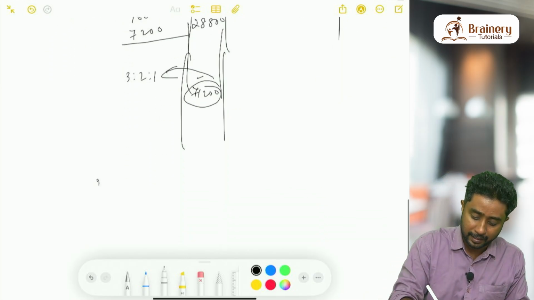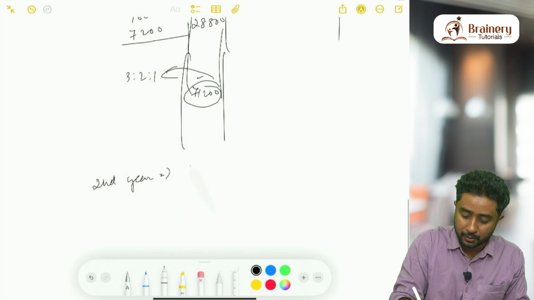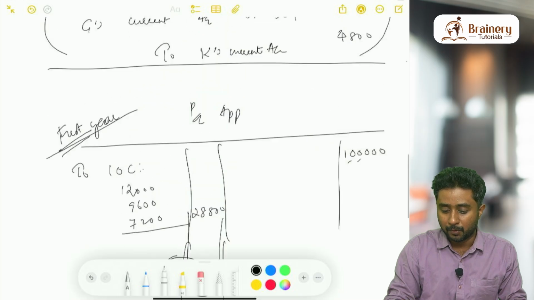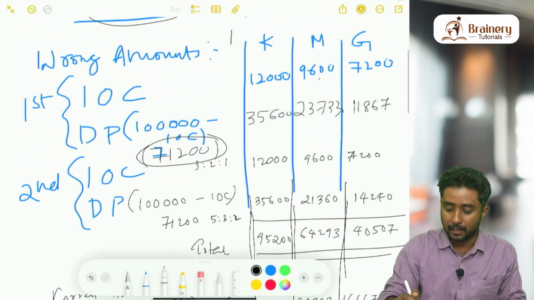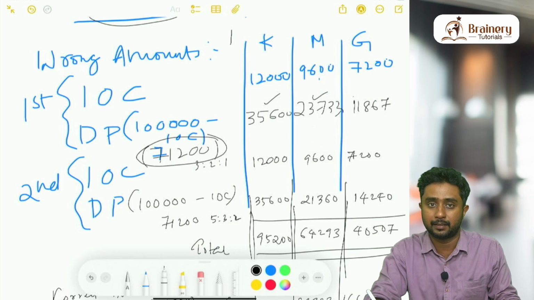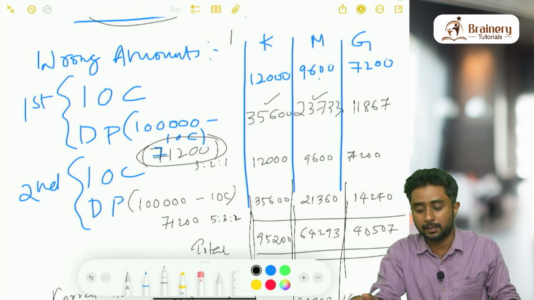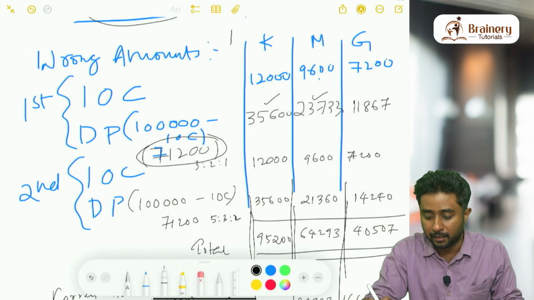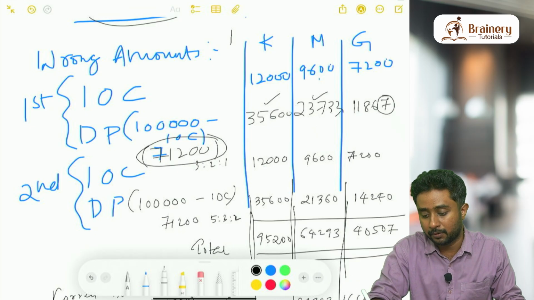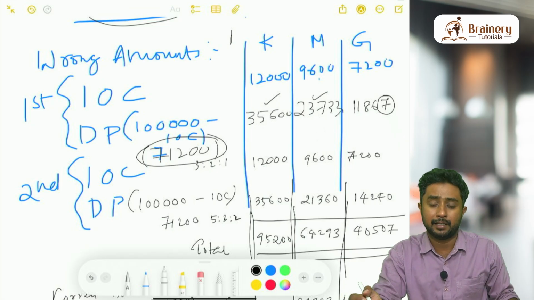So 71,200 will be shared in the ratio 3:2:1 in the first year. When it comes to the second year, it will be shared in the ratio of 5:3:2. So we have found both the values, first year's divisible profit and how it is shared. 35,600, 23,733.333 it is coming. So I just have rounded it off to 23,733, and the third value is 11,866.666 will come. So I have rounded off to the next number, 11,867. I don't think you have any doubt in rounding off.